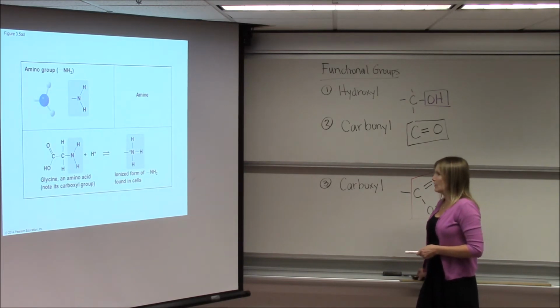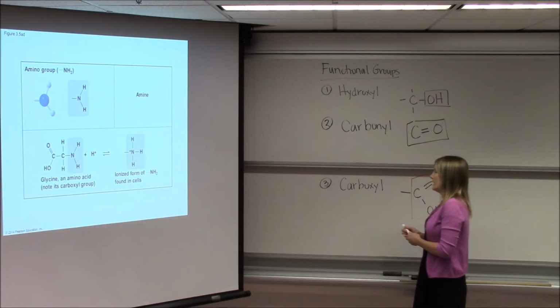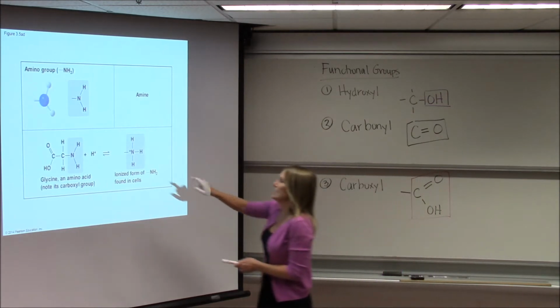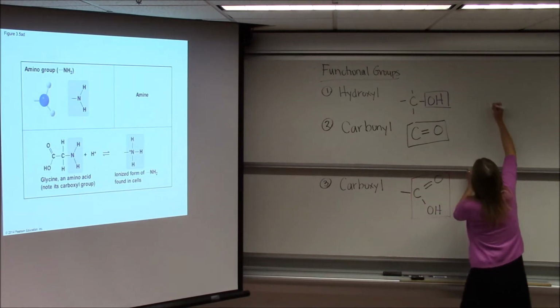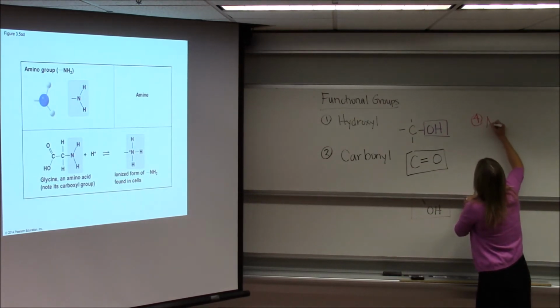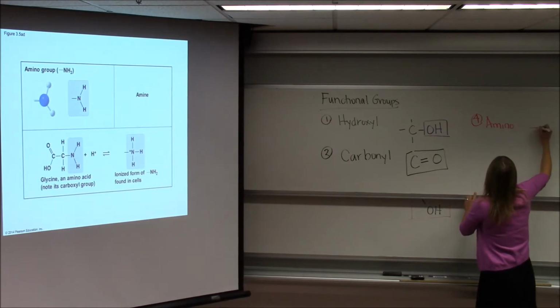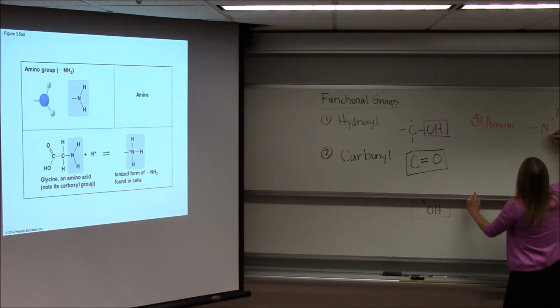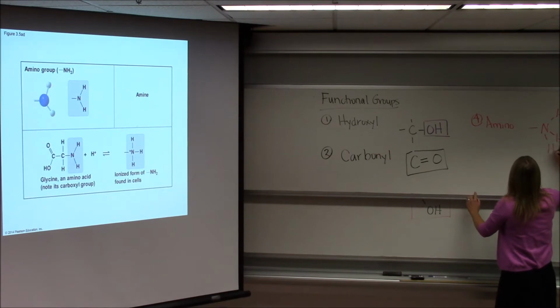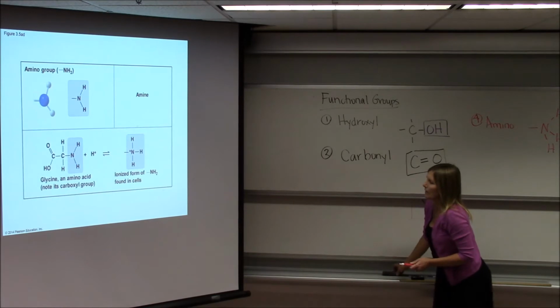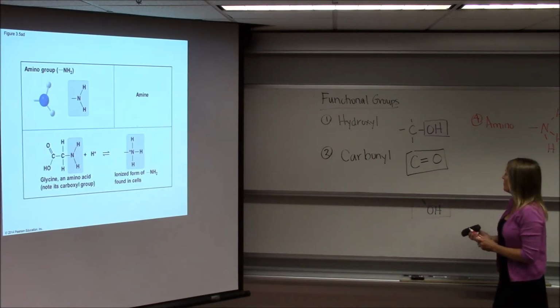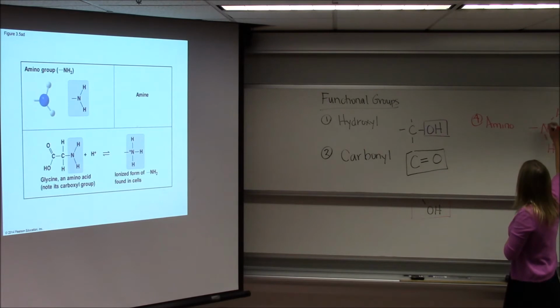Okay, the next one is an amino group. Anytime you hear the word amine, it's referring to nitrogen. So the amino group, number 4, is a nitrogen, and you'll sometimes see it with 2 hydrogens, and sometimes you'll see it with 3 hydrogens. If it has 3 hydrogens, it's the ionized form. 2 hydrogens is the non-ionized form. So amino is referring to this nitrogen right there.